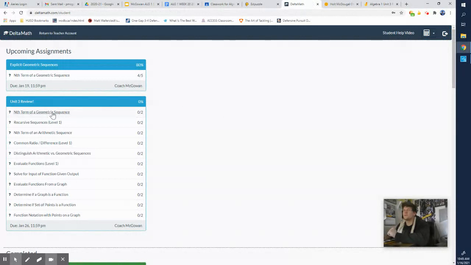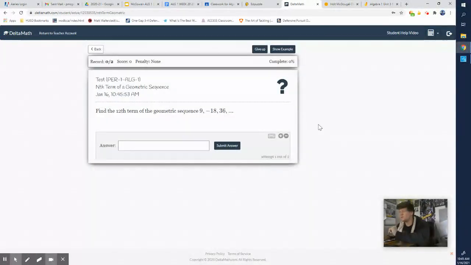So let's start off here with the nth term of a geometric sequence. This is probably the toughest one here, guys. But what we need to do first is find that common ratio. If I can't see the pattern right away, all I'm going to do is take the second term and divide it by the first. So I have negative 18 divided by positive 9. 18 divided by 9 makes 2. Negative divided by positive makes negative. So my common ratio is negative 2.